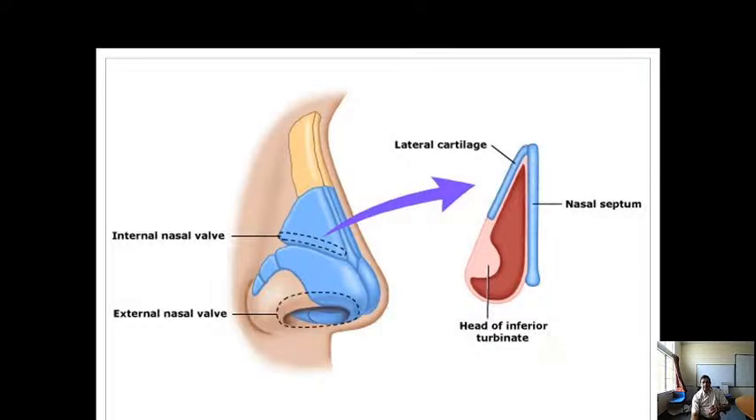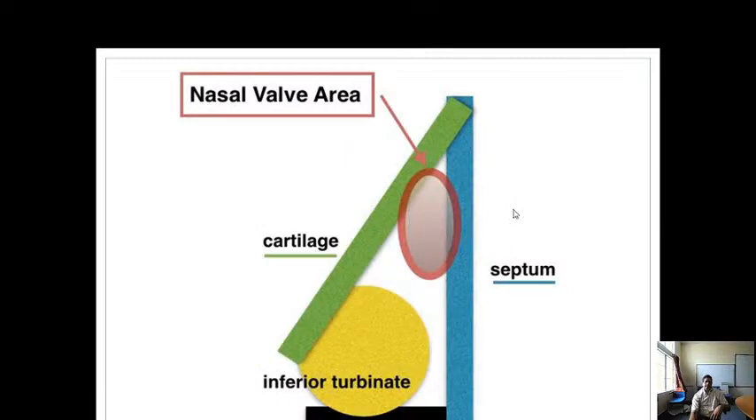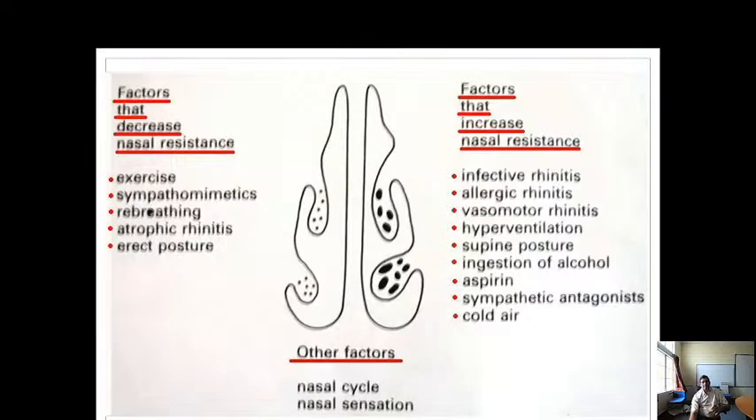So once again, the same diagram which I have enumerated earlier: the nasal valve, upper and lateral cartilage, and how it produces a kind of projection here in the nasal cavity, the inferior turbinate, and the nasal septum, and that is the nasal valve. So we know the nasal valve, how it functions, and its important function. Then the various factors which increase and decrease the nasal resistance.